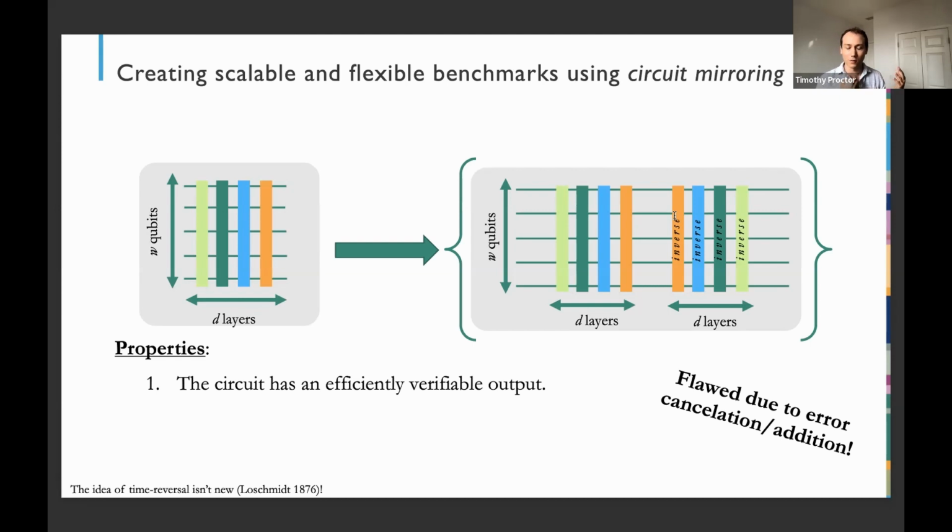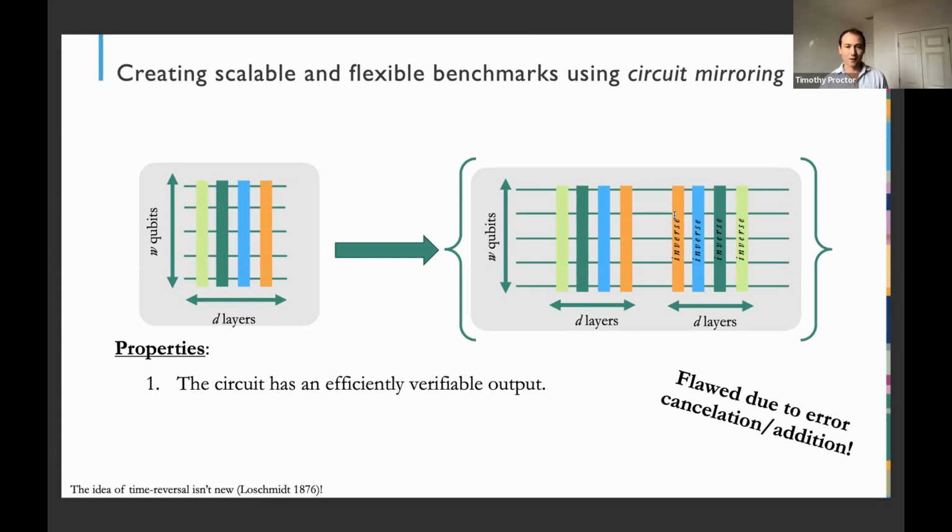So if you input all your qubits in the all zero state, which is a standard initialization, they should all come back in the all zero state if you run that circuit perfectly. And so this is very naturally a property that's useful for a benchmark. We have an efficiently verifiable output. We see all zeros, it was successful. If we see something else, we know something went wrong in that instance of running the circuit.